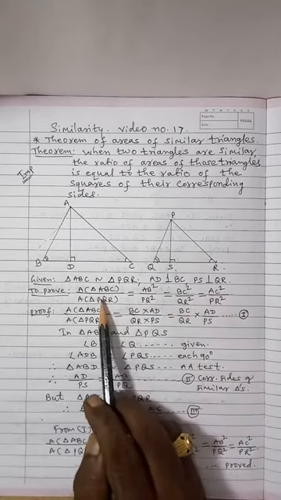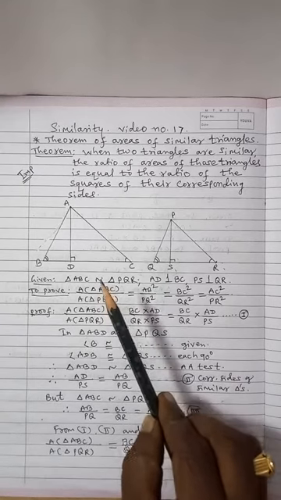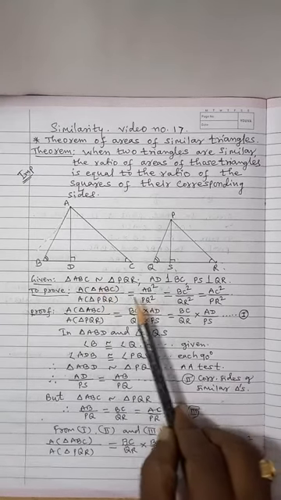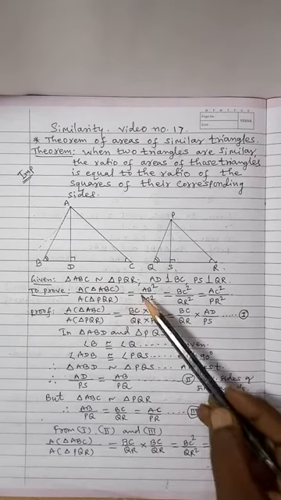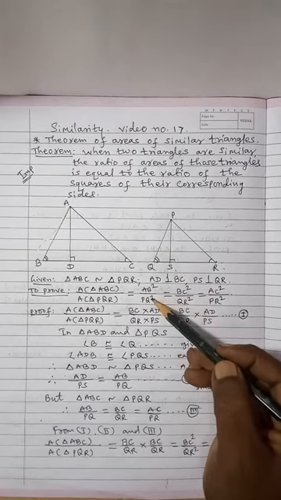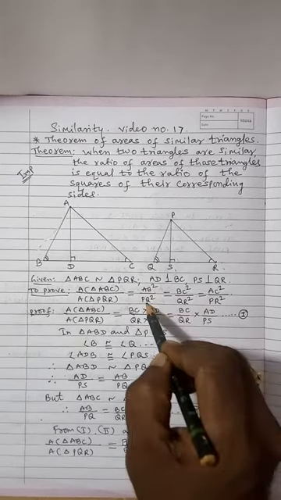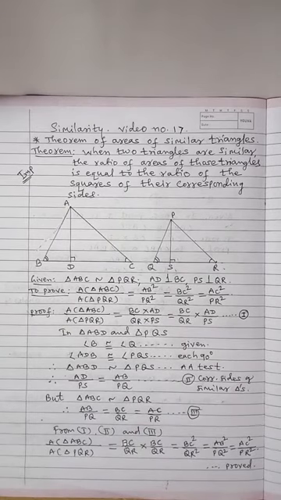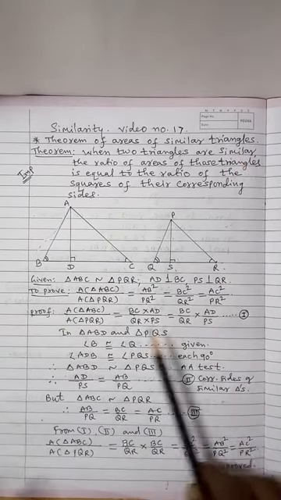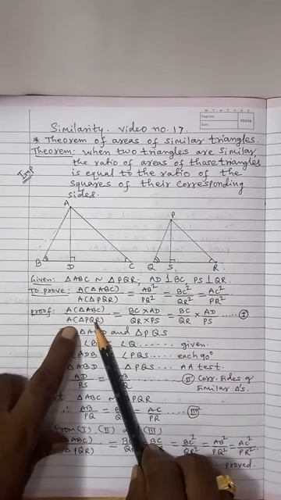So what to prove? The ratio of the areas of two similar triangles is equal to the ratio of the squares of the corresponding sides. So learn what the theorem is and what to prove. Now we will go for the proof.